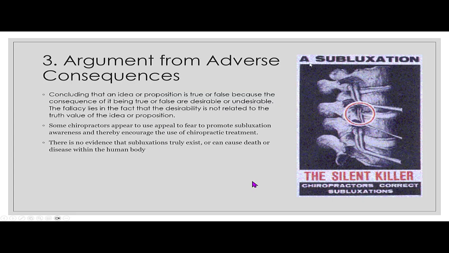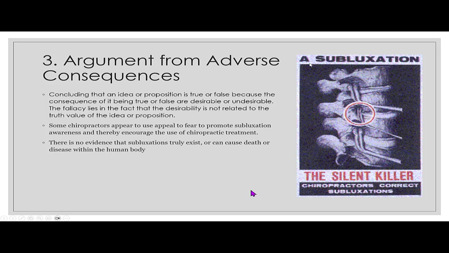The third one is arguments from adverse consequences. So concluding that an idea or a proposition is true or false because the consequences of it being true or false are desirable or undesirable. So this fallacy lies in the fact that the desirability is not related to the truth value of the idea or the proposition.